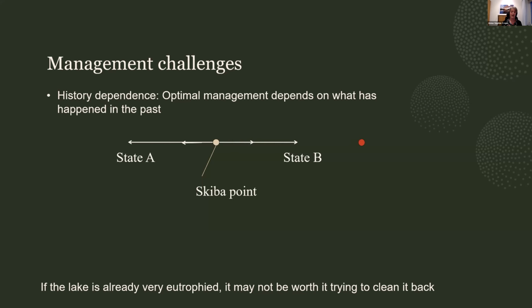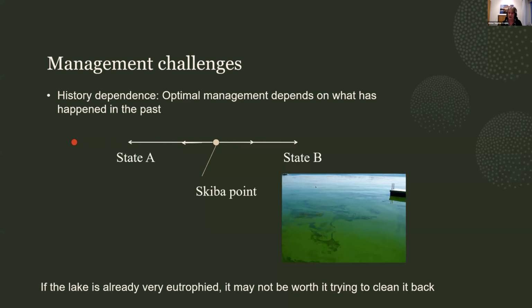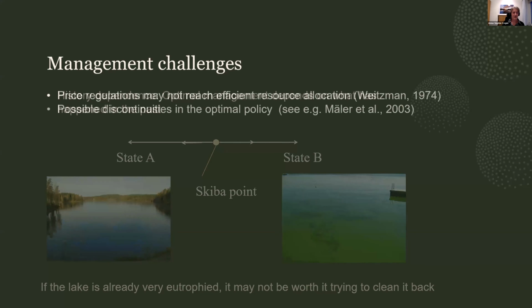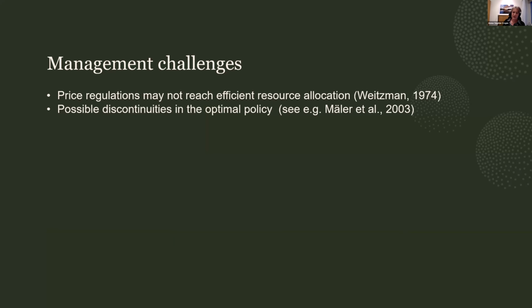And depending on whether you start with a eutrophied lake, for example, or a clear lake, you will want to end up somewhere different when you manage it. You may decide to go back or to stay in a clear lake, or you may actually choose to stay in a eutrophied lake because it may not be worth trying to clean it back, or you have other uses of the lake that imply that you may need to actually pollute it. So this kind of history dependency creates a couple of challenges.